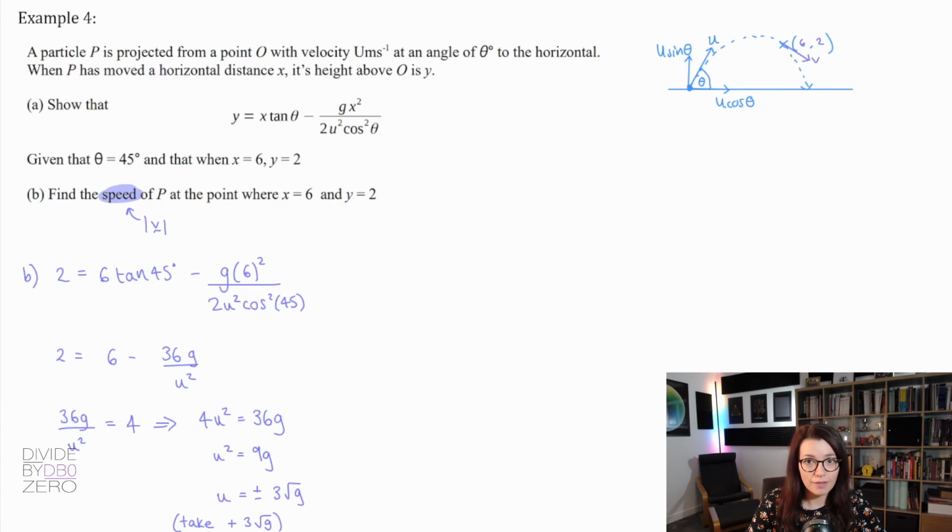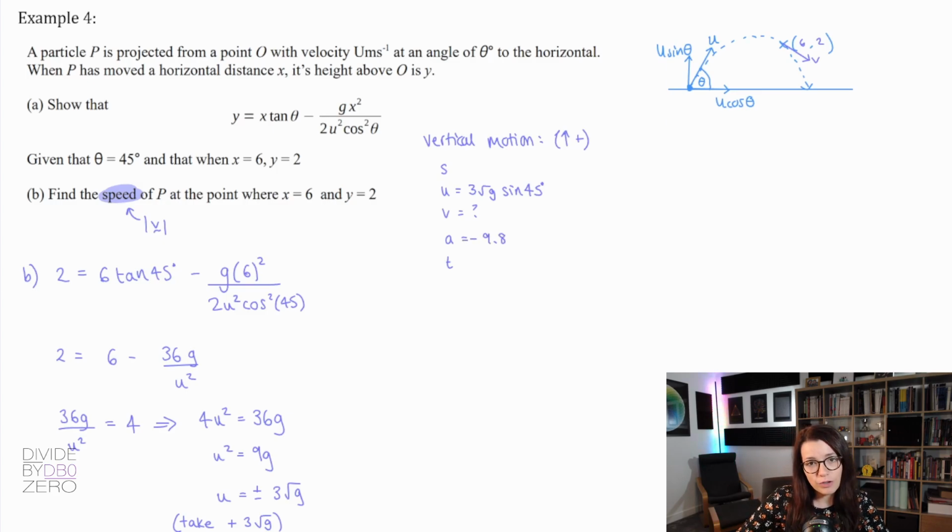Now we can look to work out v. So to do that, let's consider the vertical motion and do a SUVAT. So up is positive, v is what we want in this case. We now know that u is 3 root g sine 45, because for the vertical motion, we're just interested in the vertical component. a is minus 9.8.